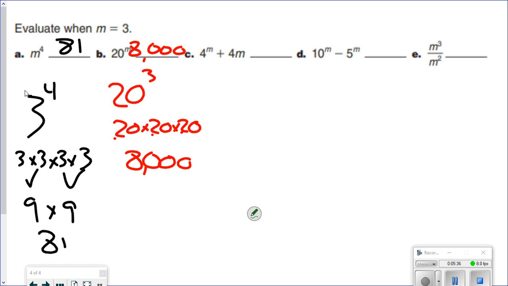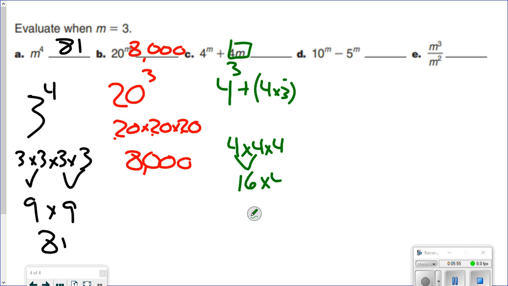Moving on to the next problem. We're using some green power. 4 to the third power plus 4m. This means you're multiplying 4 times 3. Well, what's 4 to the third power? 4 times 4 times 4. What does that equal? Well, 4 times 4 is 16. Times 4 equals what? Well, let's do this. 16 times 4. 6 times 4 is 24. 4 times 1 is 4 plus 2 is 6, so 64. I'm going to change colors to help out. 4 to the third power is 64 plus 12. Well, what is 64 plus 12? It equals 76.